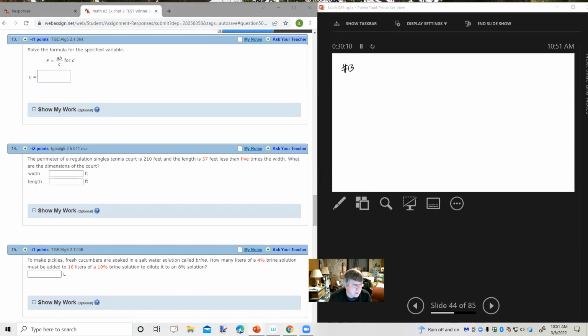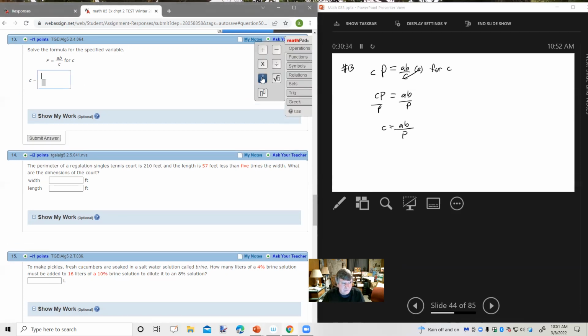Solve the formula for the specified variable. P equals AB over C. Solve it for C. I'll multiply both sides by C, and I get CP equals AB. Divide both sides by P. Little c equals AB over, and I do believe that is a capital P. So a fraction, AB, lowercase ab over capital P.